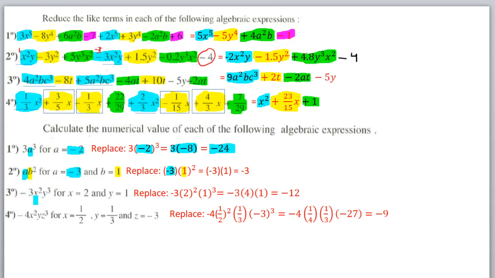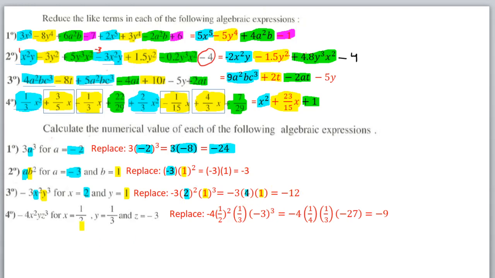For the next one, negative 3x squared y cubed for x equal 2 and y equal 1. So it will be negative 3 into 2 squared, y cubed, 1 cubed. So just calculate. So negative 3, 2 squared is 4, and 1 squared is 1, so it's equal to minus 12.